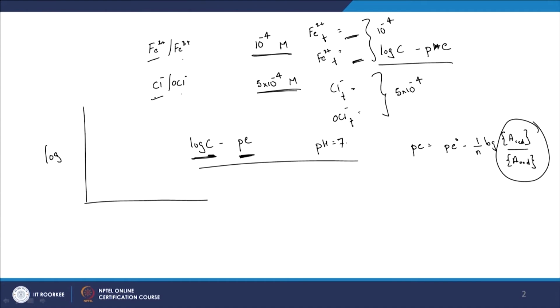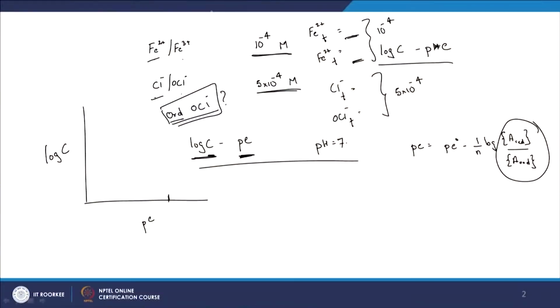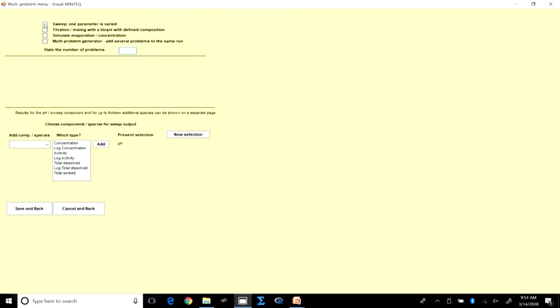So the aspect that we are trying to get at is log C versus pE, right? So from here, I can understand at which pE it would be relatively more oxidized form of Cl-, as in when would OCl- predominate or such, right? I want to be able to answer such questions, or try to understand the system now. And for that obviously VMinTech has this particular option, as we are aware of, the sweep option, where one parameter is varied, and here I am going to vary the pE. So let's say I am going to go from minus 10 to 30 pE, right?